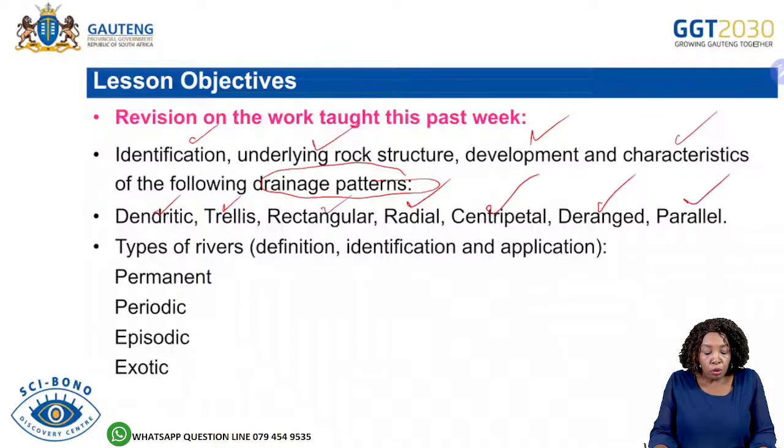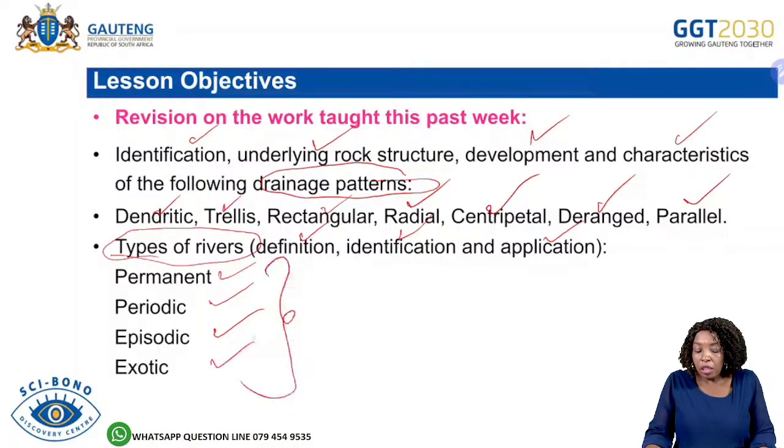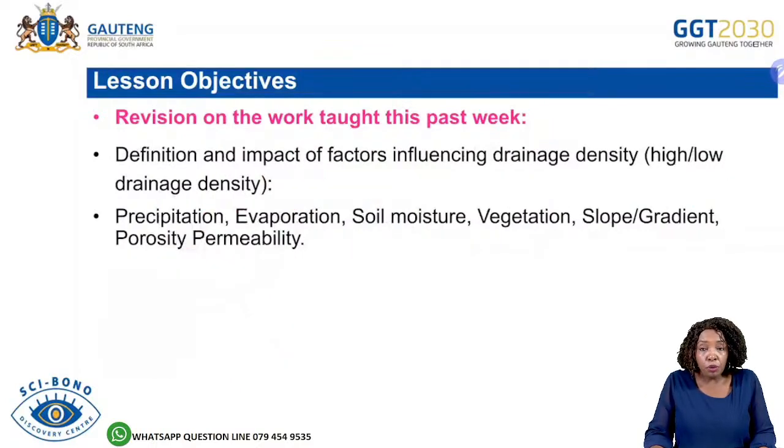We also are going to look at the different types of rivers, and with that we're going to look at how we define each of those. We look at how we identify them, and also we apply the knowledge and understanding of what brings in the difference between these types of rivers, which is the permanent river, periodic river, episodic, as well as the exotic river. So these are the 4 types of the rivers that we are going to look at.